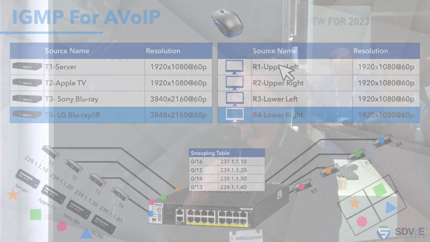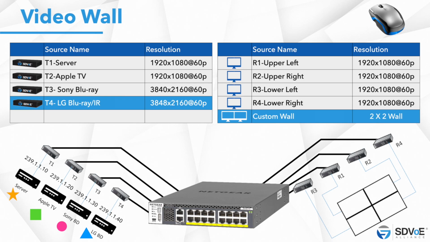All right, my next example is using a video wall this time. See, those displays are already organized in kind of a 2x2. That's why we call them upper left, upper right. So in the SDVoE controller, we just formed a virtual custom video wall that we call wall 1, right? So what if I want to send the LG Blu-ray to that custom wall?